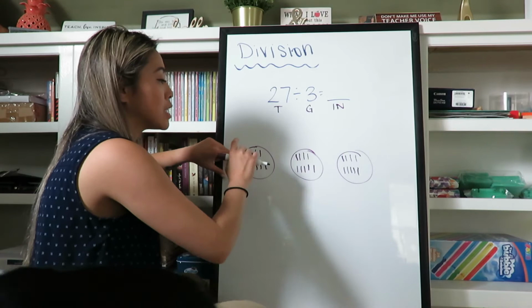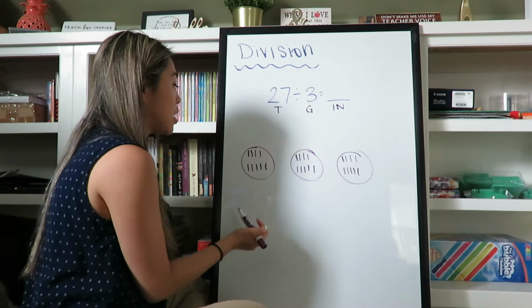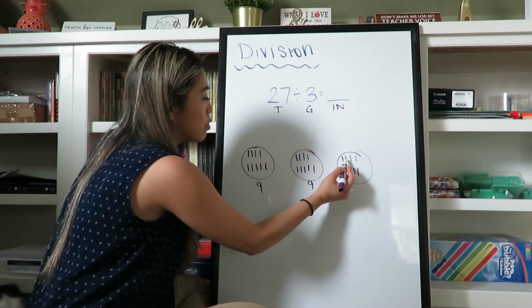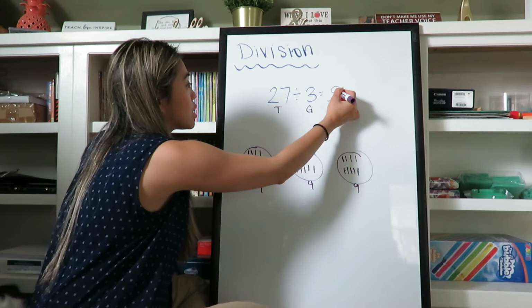So now we need to figure out how many goes in each box. So I'm going to count. 1, 2, 3, 4, 5, 6, 7, 8, 9. Well, it looks like we have 9 each, so 27 divided by 3 equals 9. So that wasn't so bad, right?